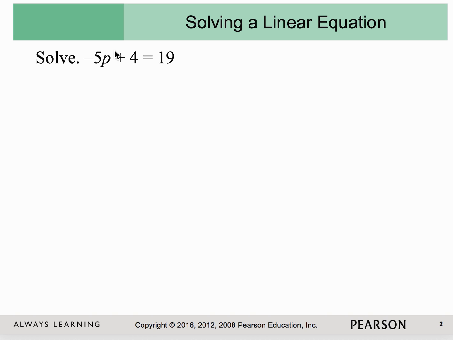Undo anything being added or subtracted from the variable. Because I have a plus 4, if I do minus 4, as long as I do the same thing to both sides, this equation stays equal. Now plus 4 minus 4 is 0. So over here I wind up with negative 5p plus 0, that's just negative 5p. And on the other side I have 19 minus 4, which is 15.